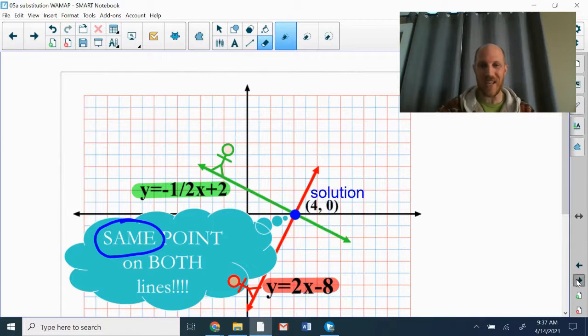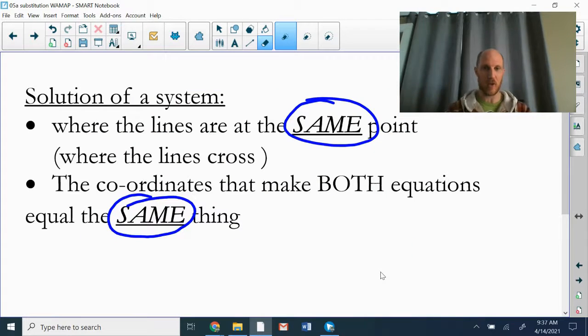And so you notice "same" showing up a lot here. When we see 2 lines and we graph them, the solution of a system is where those 2 lines exist at the same point, or where the lines cross. We can see that. And if we are looking at some other display, like a table, the coordinates that make both equations equal the same thing, that is the solution. Okay, that idea of sameness is the key, foundational, fundamental, most important thing that we need to focus on when we're solving systems of equations.